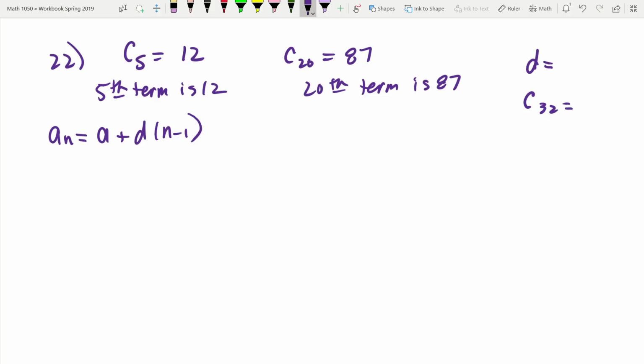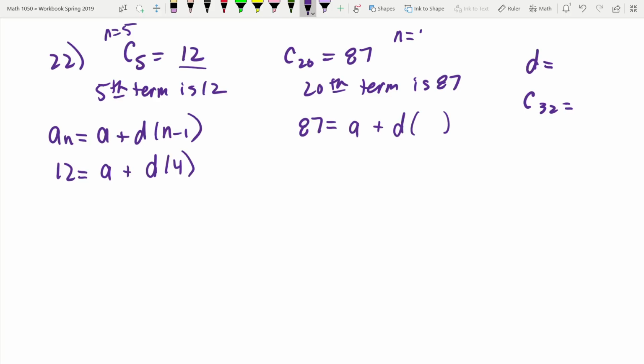okay? So a sub n is the term, which is 12, is the first term, which we don't know, plus the common difference, which we don't know. But if it's the fifth term, that means n is 5. So 5 minus 1 is 4. Do the same thing over here. The term 87 is the first term, which we don't know, plus the common difference, which we don't know. If this is the 20th term, then n is 20. So this would be 20 minus 1, which is 19.